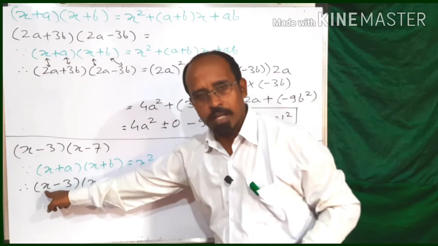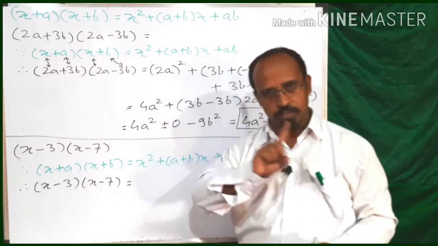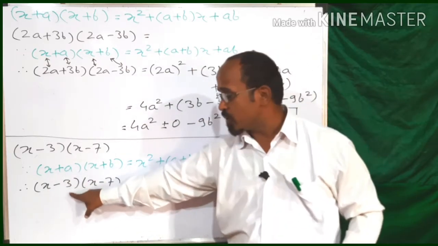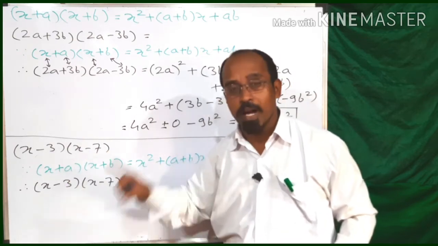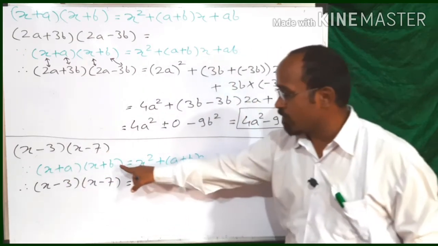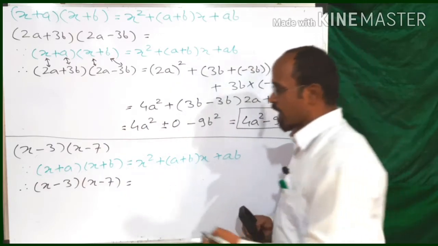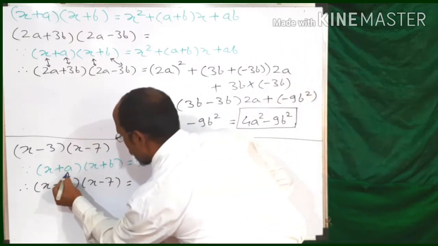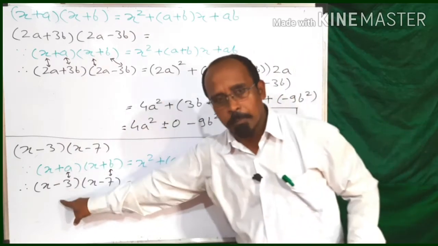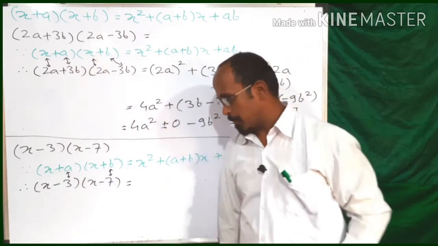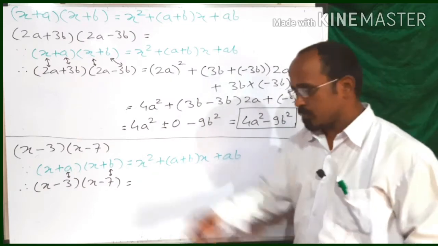x will be replaced by x. First, a will be replaced by which number? Minus 3. a will be replaced by negative 3 and b will be replaced by negative 7. I am going to mark only a and b. x is going to be replaced with x. So a will be replaced by negative 3. Please keep this in mind.